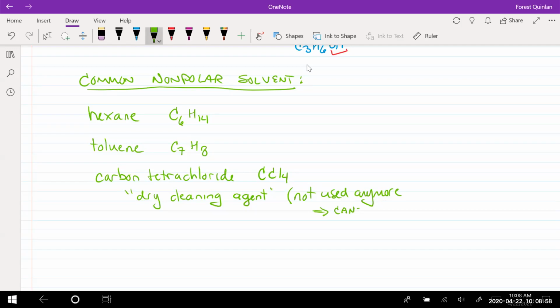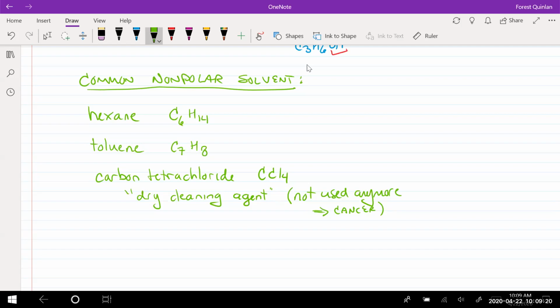Now, each one of these you'll notice is nonpolar, whether it's because it's all C's and H's, or if it happens to be carbon tetrachloride, which is tetrahedral, and therefore nonpolar just by its symmetry and shape. Each one of these has a usefulness, although very limited.